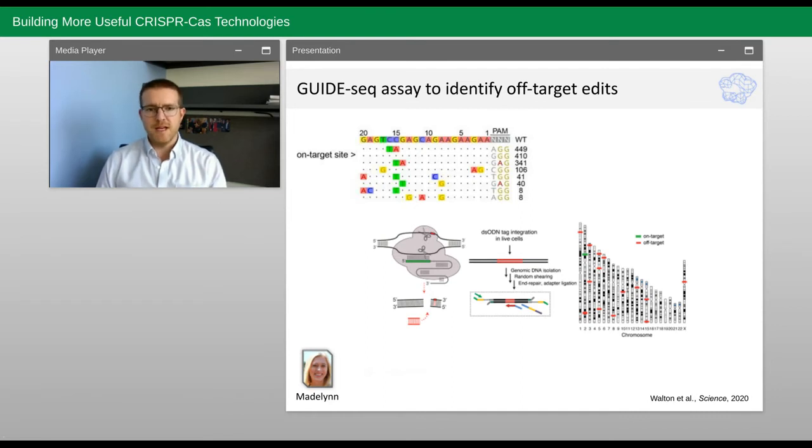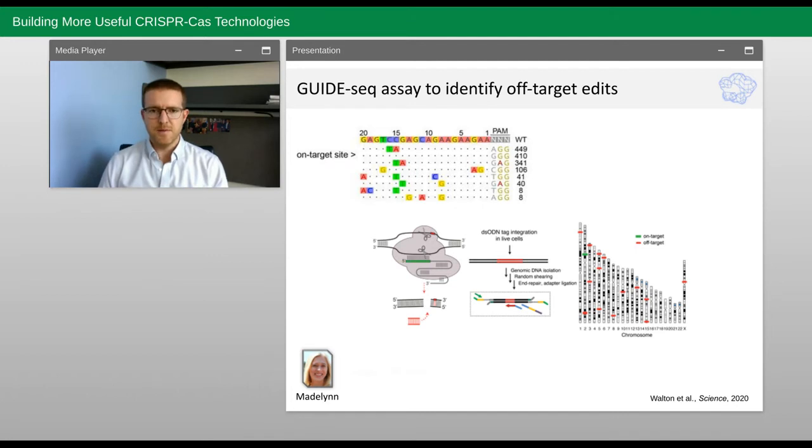So we used an assay called GUIDE-seq that was originally developed by Shengdar Tsai while he was in Keith Joung's lab to look at off-targets in cells. How GUIDE-seq works is we deliver the Cas enzyme into living cells. We also deliver a short double-stranded oligo tag. It gets captured into DNA double-strand breaks. And then through some molecular biology, you can identify where and how efficiently these GUIDE-seq tags get captured throughout the genome. That allows us to map the location of on- and off-target editing sites.